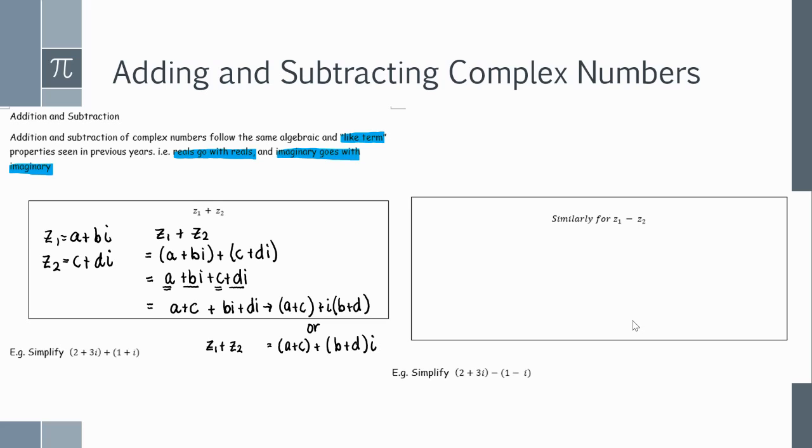Let's have a go at the first example. We're going to simplify z1 plus z2. Well, z1 is 2 plus 3i, and z2 is 1 plus i. So we're going to add these two complex numbers together. Again, you can get rid of the brackets straight away, and then you're going to identify the real parts and the imaginary parts and add them together like terms.